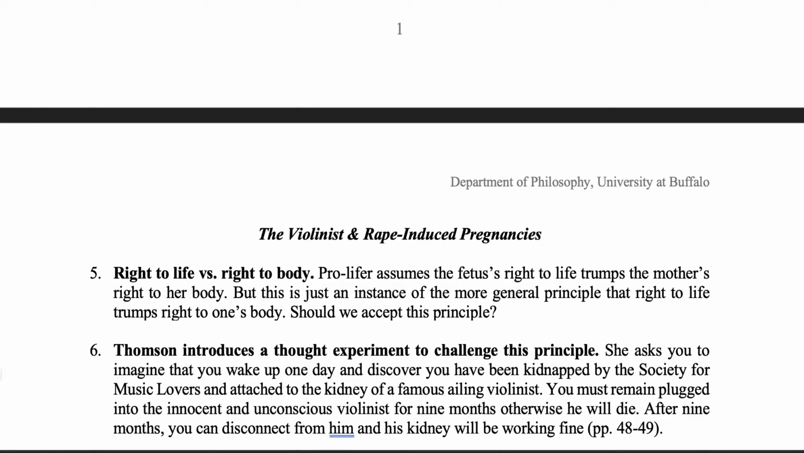So she comes up with this thought experiment called the violinist case, or probably has lots of names, but this case about the violinist. So she says, imagine that you wake up one day and you discover that you've been kidnapped by the Society for Music Lovers, and the Society for Music Lovers has attached you to the kidney of a famous, sick and dying violinist. Okay, there's a really famous violinist, and the Society for Music Lovers wants to save them, and so they kidnap you. They realize that you have a perfect match, like blood type and everything, and so they can use your body to save this person.